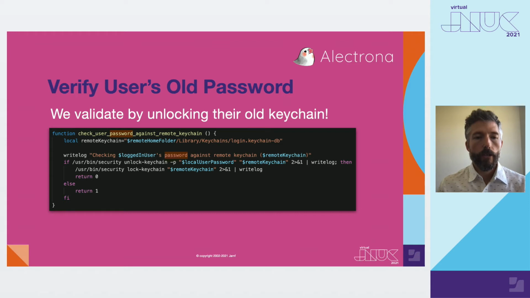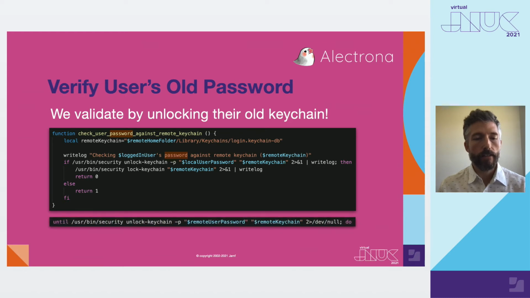So the first thing we do here, if you see the code, is we verify that local account password. We try that password first to see if it unlocks the remote keychain, because then we can bypass prompting the user. And if for some reason the existing password doesn't match, we can then prompt, and we use the security command unlock-keychain until we get a valid password that unlocks that remote keychain.